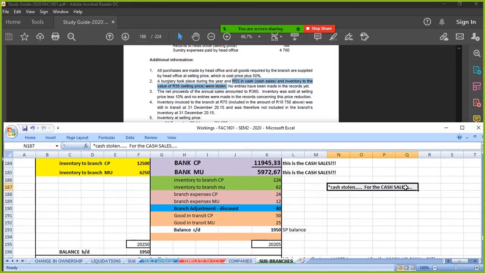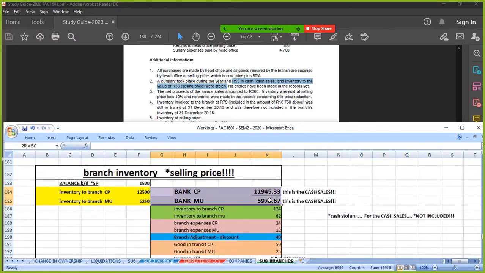Okay, cash stolen for the cash sales, asterisk not included. Alright, so if you say no entries were made, those cash sales were not provided for. That's why I have to include the cash sales as part of this portion. Okay, that's why they're including the portion that was stolen. That to me still doesn't make sense, but that seems to be what they're doing.